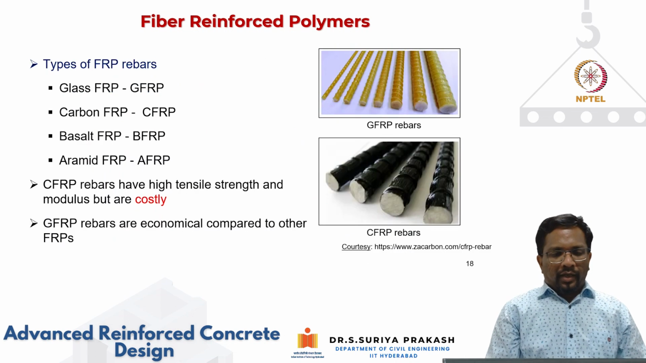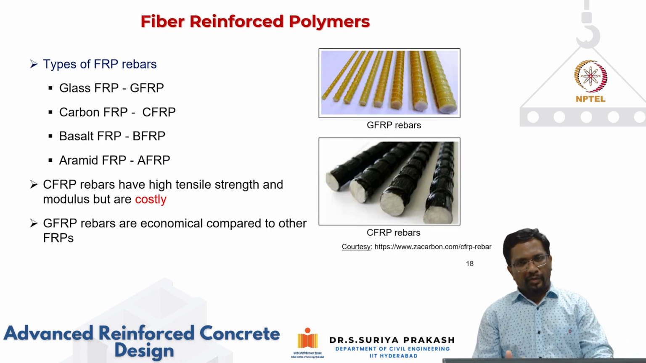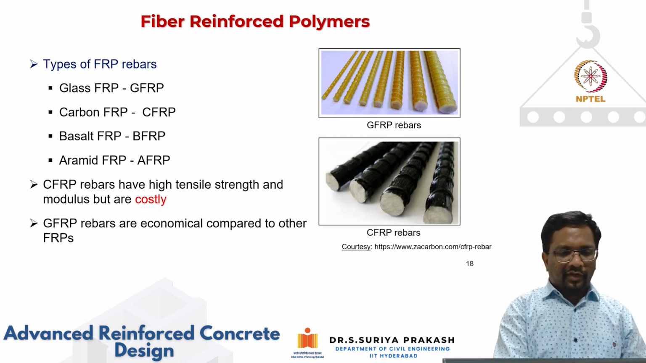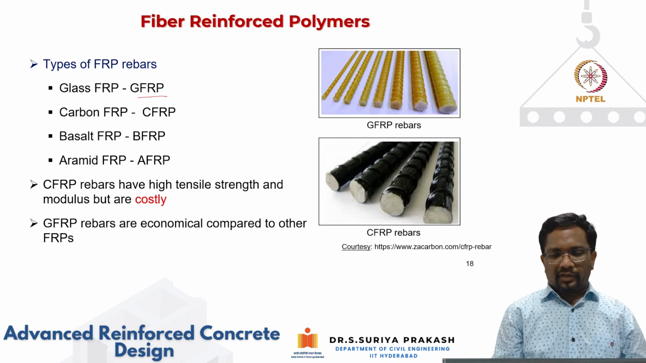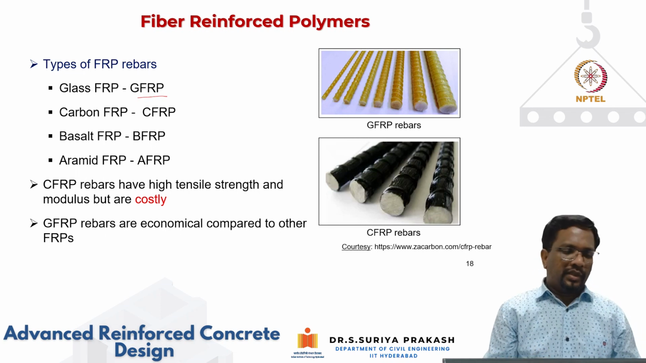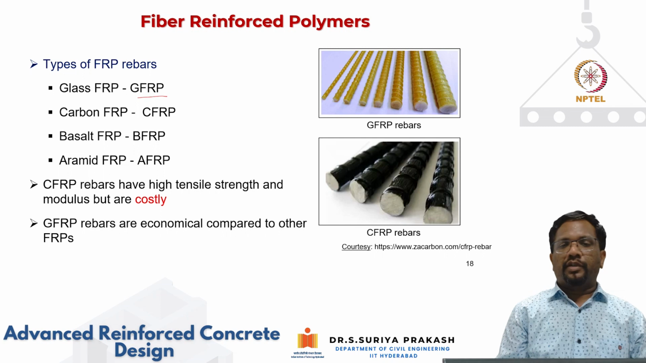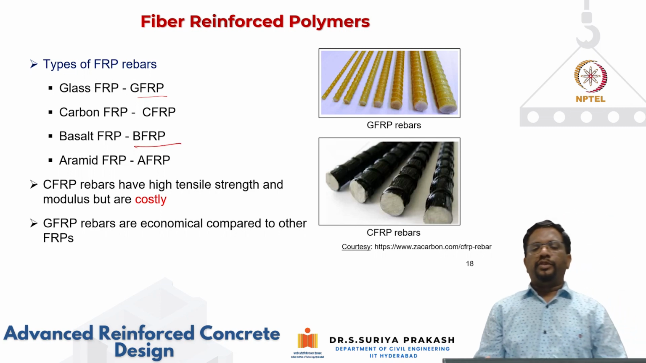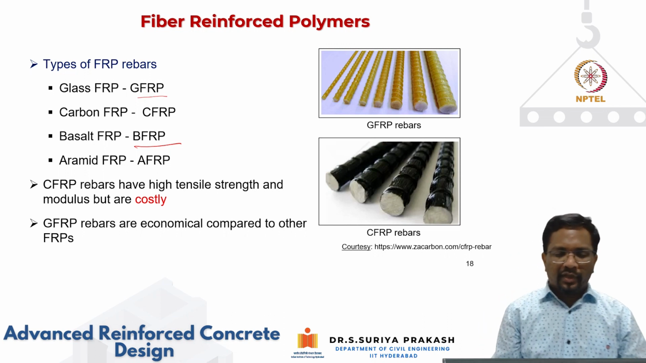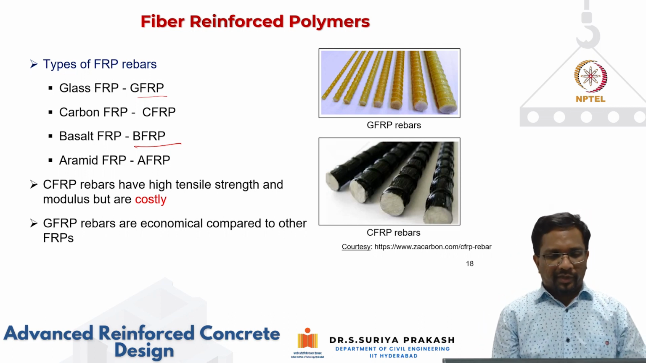Okay. Now, different types of these FRP bars are available. We have glass FRP, which we call GFRP rebars, and we have carbon FRP with carbon fibers as the fibers. And if basalt fibers are used, these bars are called BFRP bars. Sometimes aramid fibers are also used. They are called AFRP or aramid fiber reinforced polymer rebars.